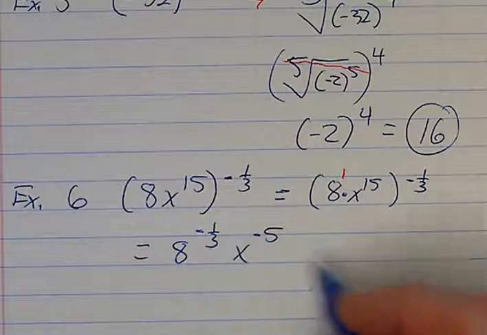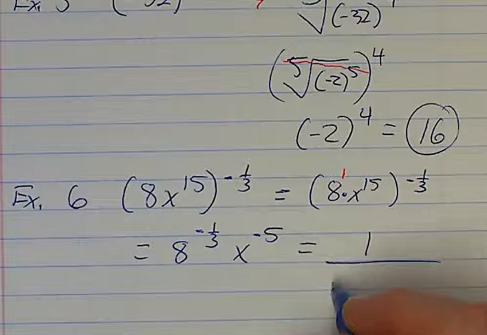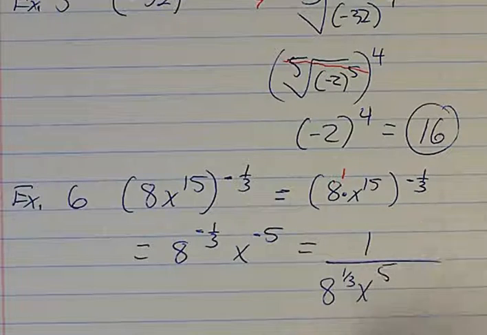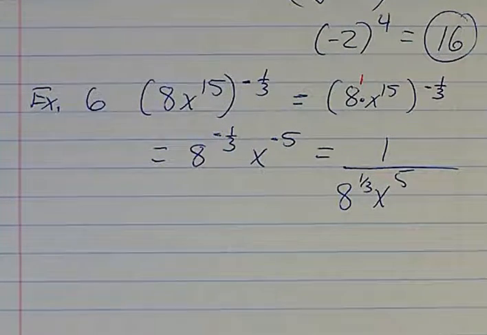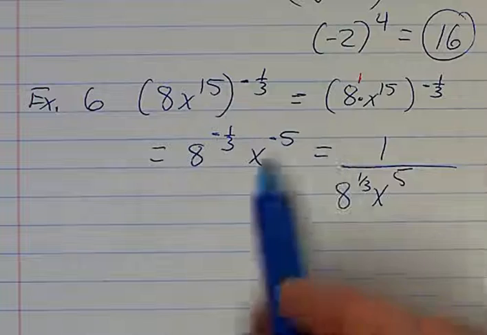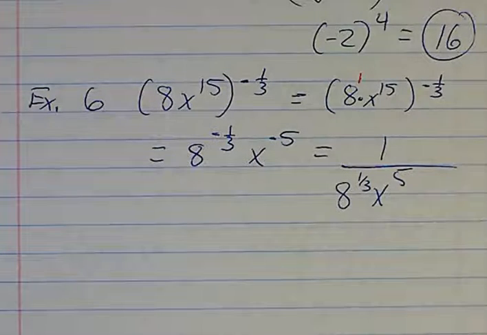And both of those have the negative exponents, so let's move them down to the denominator. So that's 1 over 8 to the 1/3 power, and then x to the 5th power. Because once we did the distributive property with the negative 1/3, now we've got a negative answer, so that means we've got to move them out of the numerator, move them down to the denominator.